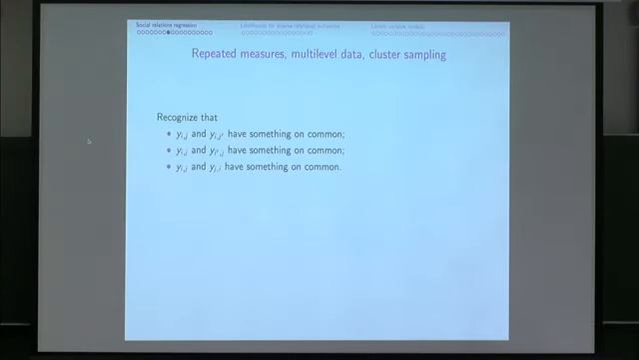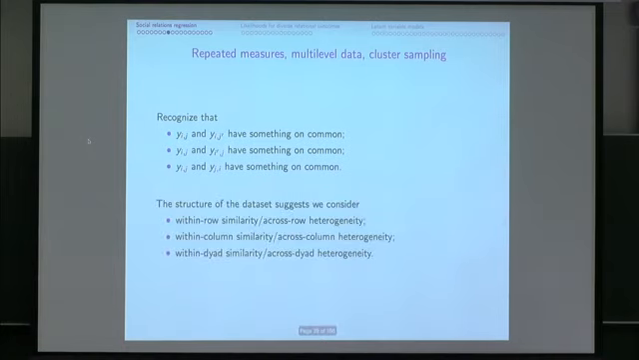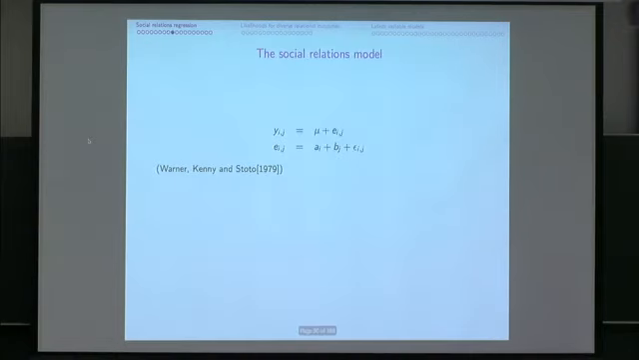So it's not surprising that there might be some within row similarity. The values within a row might be more similar to each other than they are to values in a different row. And within row similarity is the same thing as across row heterogeneity. We also might have within column similarity and within dyad similarity: the two observations within a dyad are more similar to each other than they are to other observations. Okay, so this leads us to, in my mind, one of the first types of models for relational data.